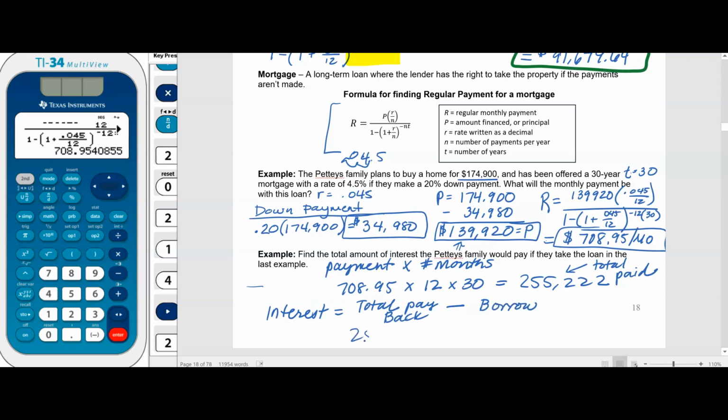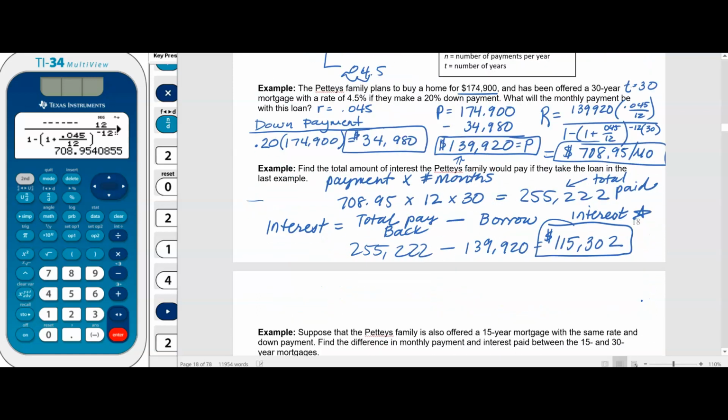So they paid back $255,222 minus $139,920, and that amounts to $115,302. Whoops, I said 302, wrote 320, $302. And that is the amount that they are paying the bank just in interest, which is really crazy when you think about it. So many people get mortgages and they make that monthly payment, but they don't think about that big dollar amount that they're paying just to the bank.